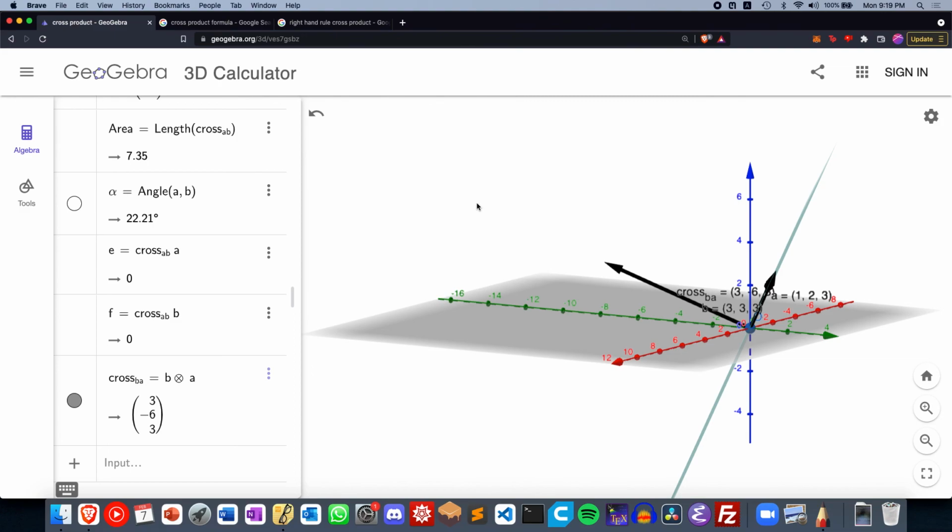Okay, so I hope that this visualization has helped you visualize it better. And if not, we'll be talking about the applications of the vector cross product in the next video.